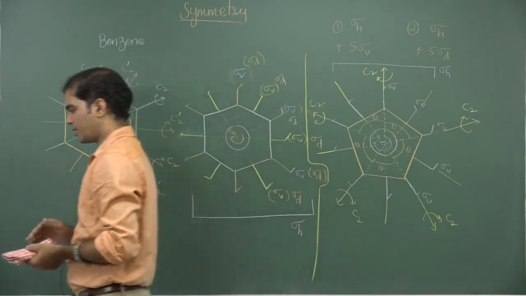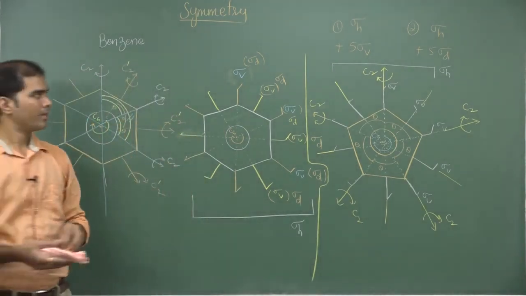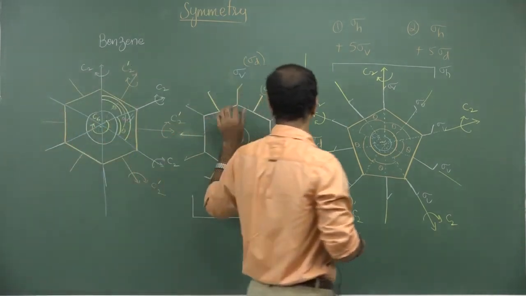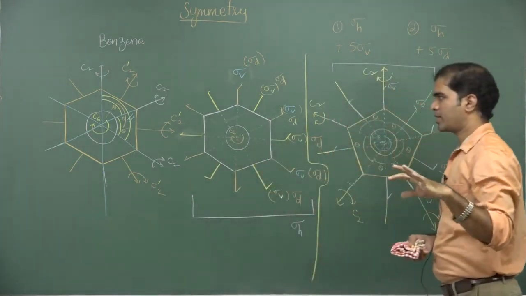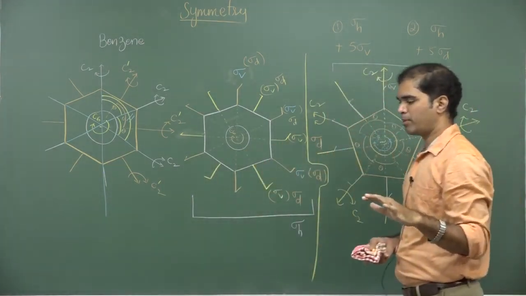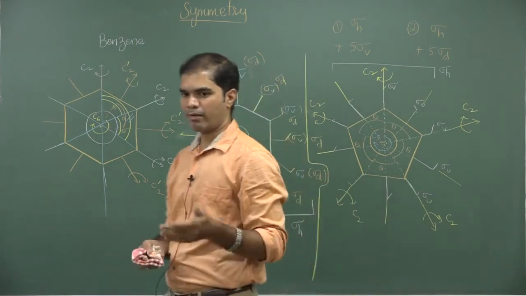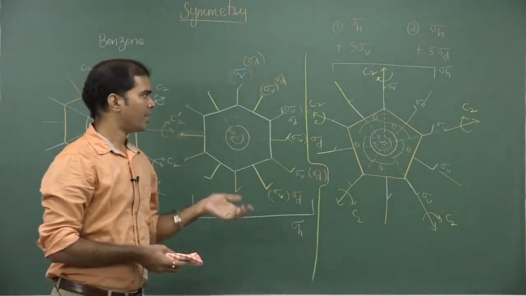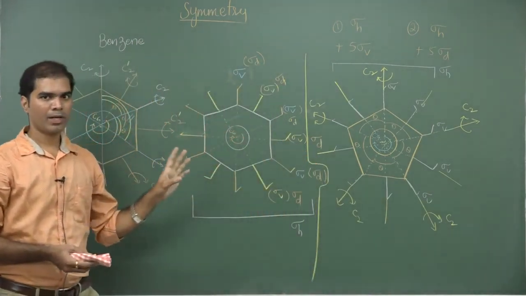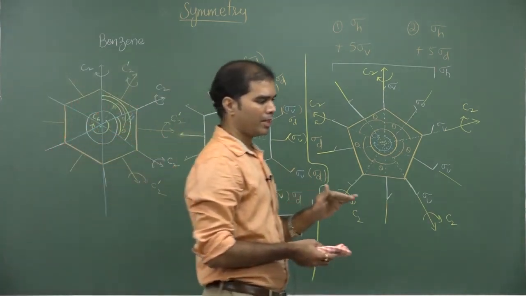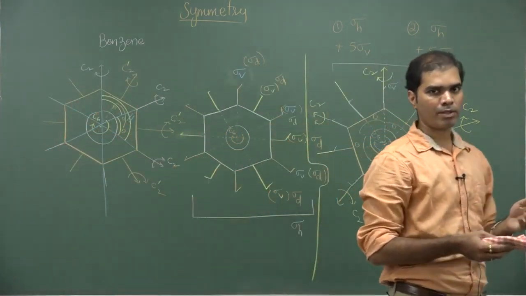So when it comes to the character table, suppose I choose benzene, half of the planes can be represented as sigma V, half of the planes can be represented as sigma D for even numbered one. For odd numbered one, either they have to be represented as V or they have to be represented as D. Half of the representation is not at all possible for odd number.